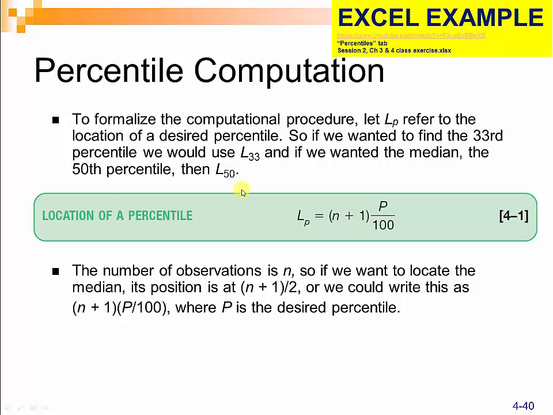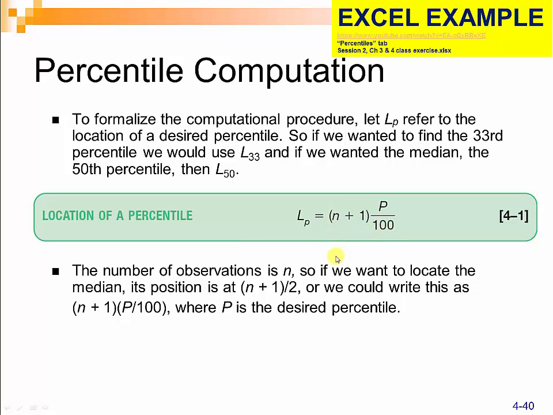And our calculation is that we would take our L sub p equals n plus 1 times p divided by 100. So if we want the 50th percentile, we would put p, or 50, over 100, which would be a half, multiply that by n plus 1, and then we would get our location of the median, or the 50th percentile. We can convert this formula to determine quartiles by changing the 100 to a 4 in the denominator and going from there.